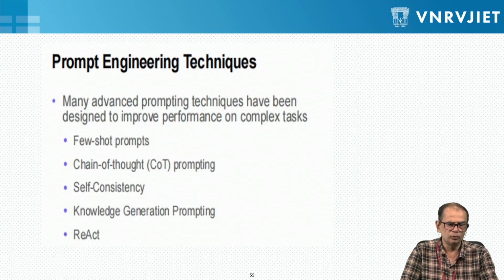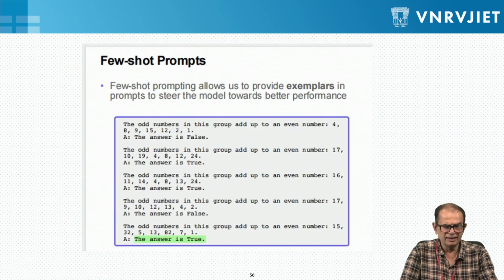Now some of the techniques for prompting are few-shot, chain of thought, self-consistency, knowledge generation, and ReAct. I have been talking about these particular techniques. I'm not going into much detail, as I assume that you know about that. So let's talk about few-shot. In few-shot, we are giving a few examples.